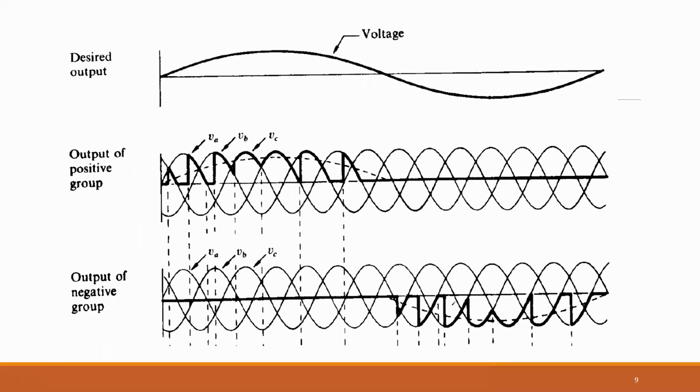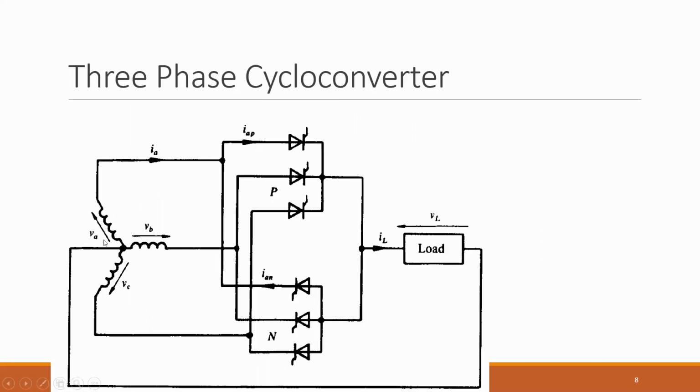So what will happen? This is the desired output voltage that we want to achieve, and this is the output waveform for the positive group, where only the positive cycle should be allowed. So what we have to do? When the positive of VA comes, the thyristor T1 should be forward biased. When the positive of VB comes, the thyristor T2 should conduct. And when the positive of VC comes, the thyristor T3 should conduct. So only the positive cycle will be observed at the load side.